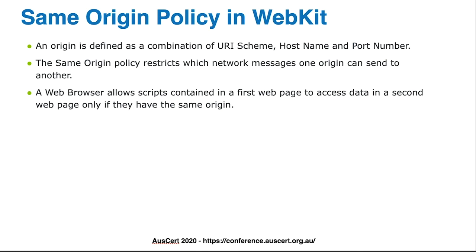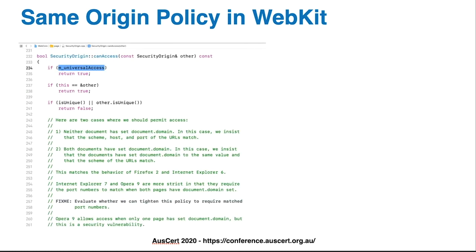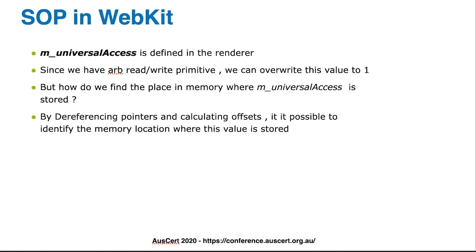Think of it as two tabs open in a browser and one tab not being able to access the data from the other tab. And this is what same origin policy is, and it's actually implemented in the browser. Okay. So however, in WebKit, whether same origin policy is implemented or not is stored in a boolean value, which is m_universalAccess. What this means is that if an exploit can somehow get arbitrary read write within the render process, it can modify the value of this object.